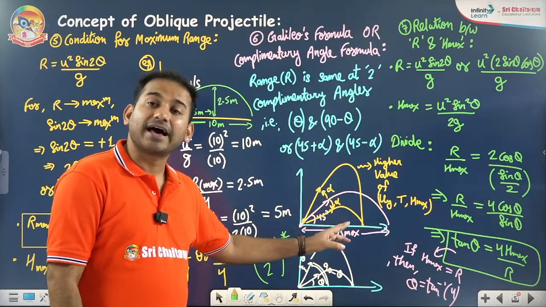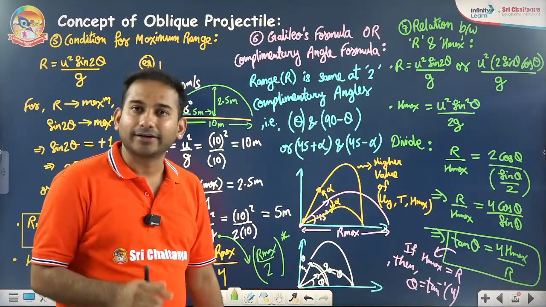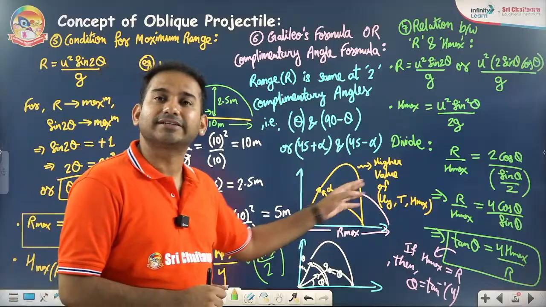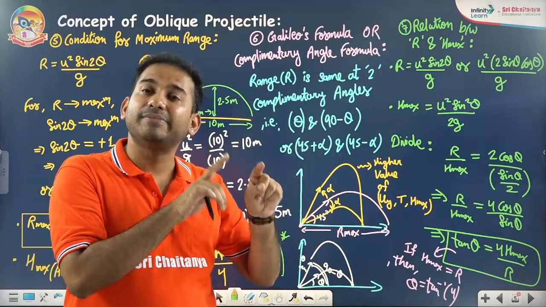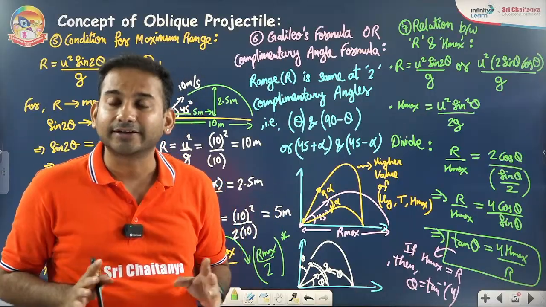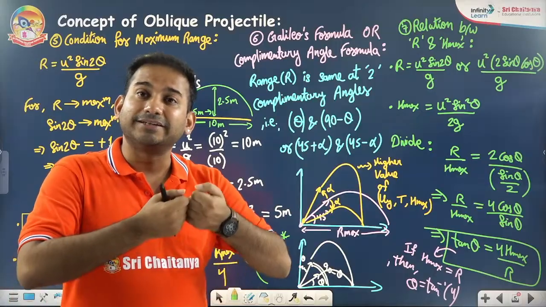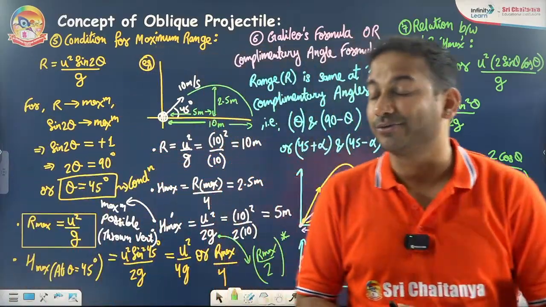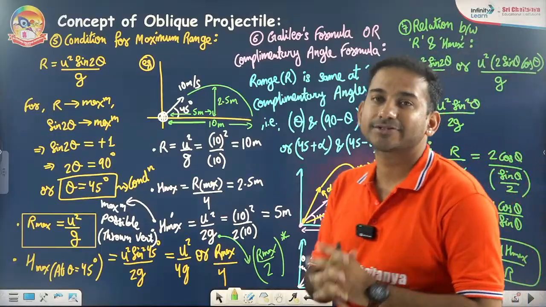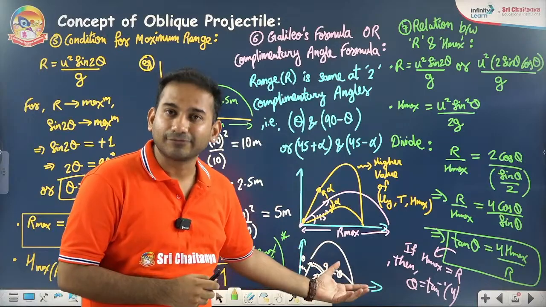The one which is having greater H max will naturally have greater uy, greater component of velocity, as well as greater time. Means they will follow different trajectories, they will have different times of flight. Means they will be landing back on the ground at different times. But the displacement covered in horizontal direction, the range they have covered, is going to be same. Okay, their ranges are going to be same. All right. So Galileo's formula is complementary angle formula.